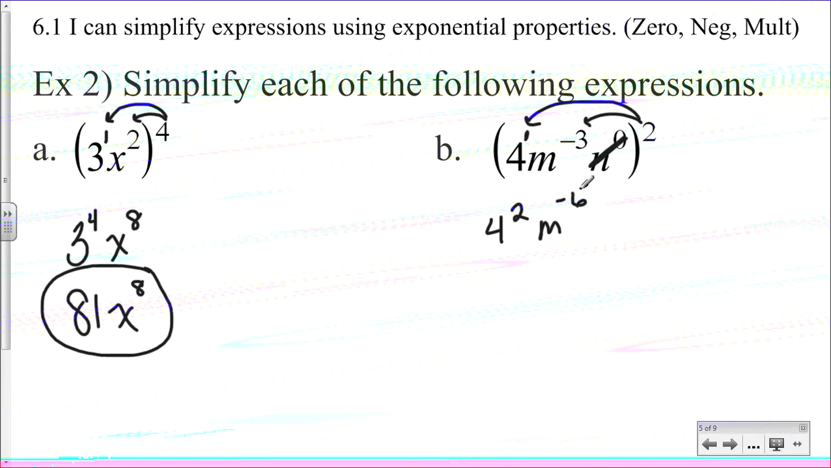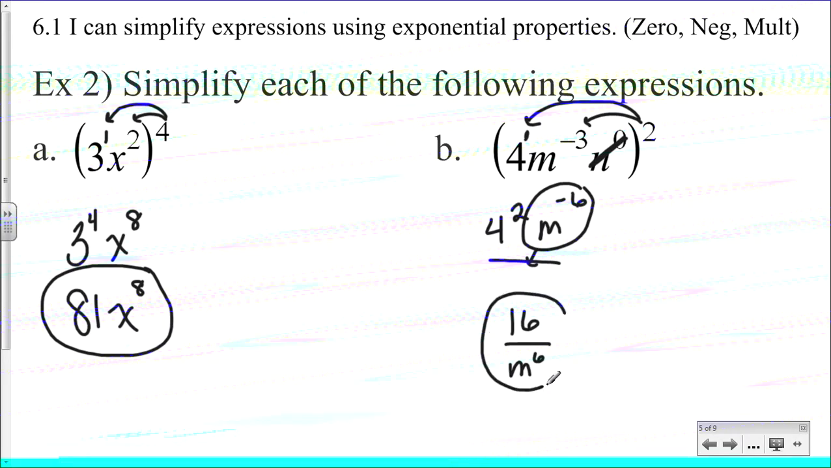And then I notice that I have a negative exponent here. So remember, that needs to move down. And I'm going to go ahead and simplify that. 4 squared gives me 16 on the top. And we move the m to the 6 down, and the 6 becomes positive when I do that.